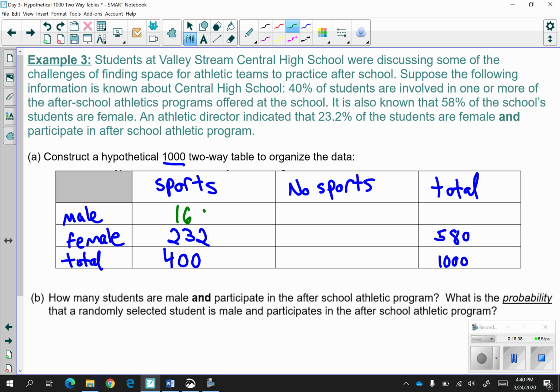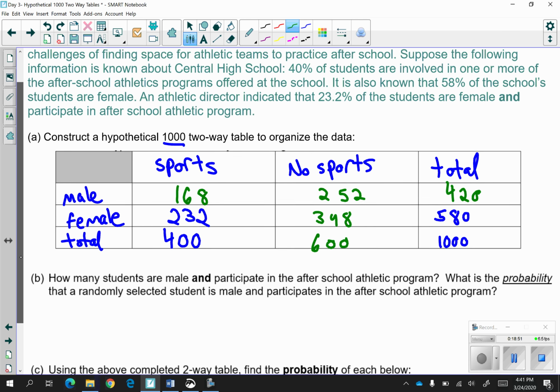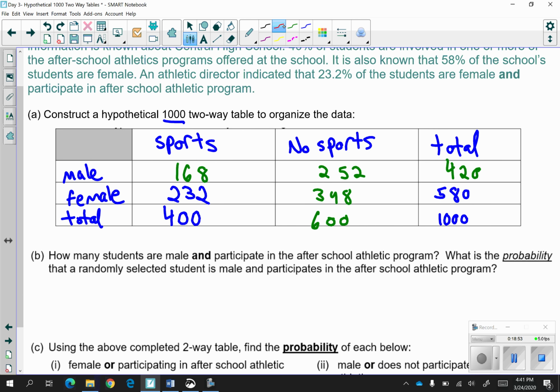So we're going to have 168, 252, 348, 600, and 420. Now, they're asking you how many students are male and participate in the after-school athletic program. So male and sports, there are 168 of them.